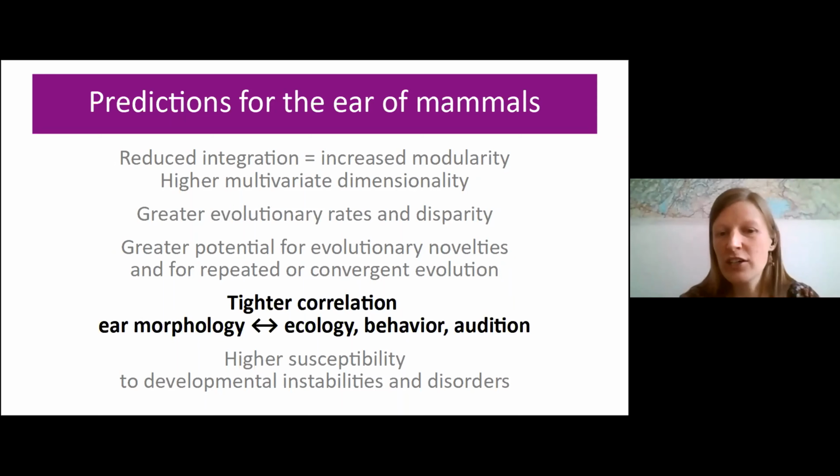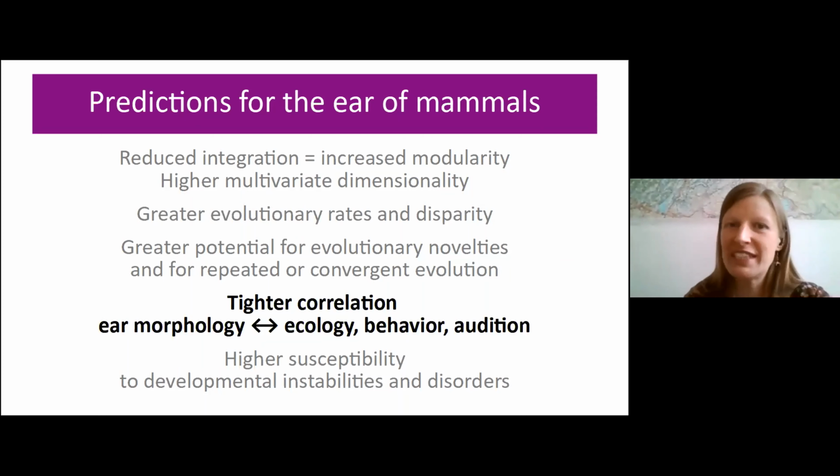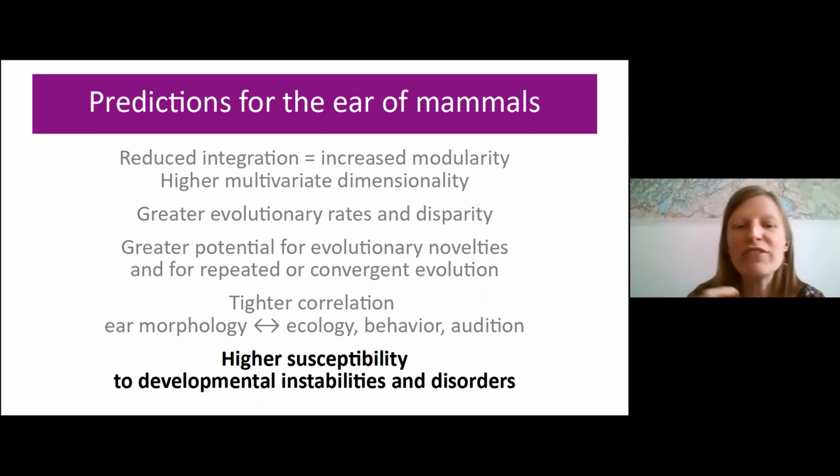Also, you would have a higher correlation in mammals compared to other groups between ear morphology and variables like ecology, behavior, or audition. And finally, this increased evolvability of the ear in mammals, because of this higher complexity, would lead to a higher susceptibility to developmental instabilities and disorder, because if you have more complexity, it's easier to have problems during development. So this is the prediction of our hypothesis. But is it seen in real life?